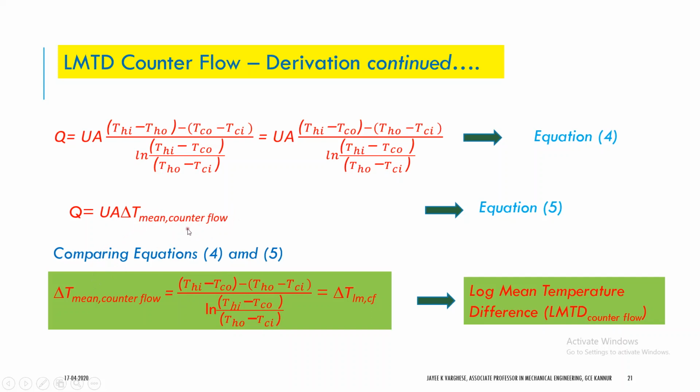This type of a mean is called the log mean temperature difference. So delta T mean of counterflow is equal to THI minus TCO minus THO minus TCI divided by log of THI minus TCO by THO minus TCI. This is called the log mean temperature difference for counterflow heat exchanger. CF stands for counterflow heat exchanger.